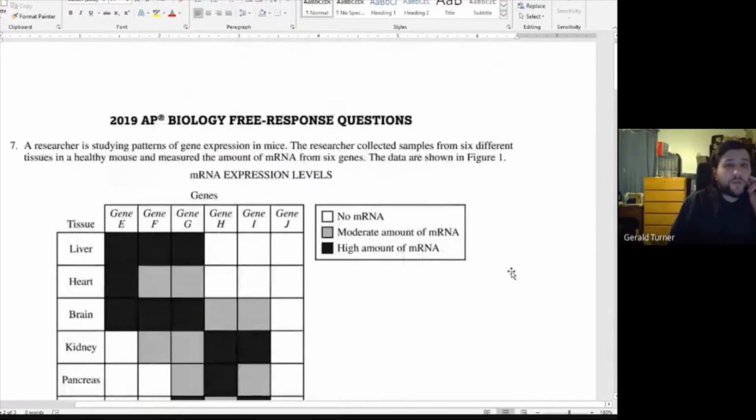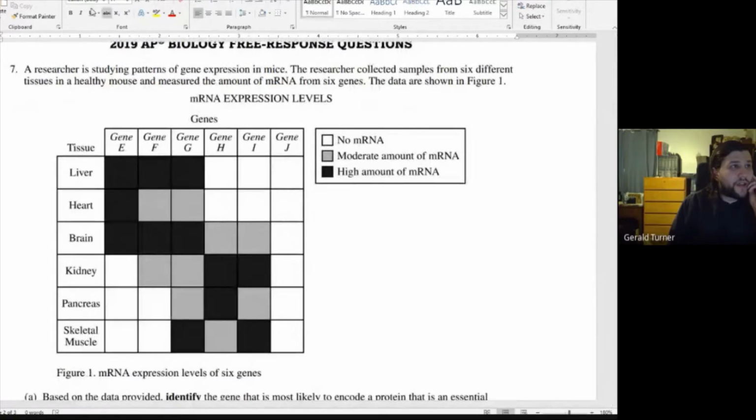So this was pulled from last year's AP exam, and there are a few things to make note of here. In this one, researchers are studying patterns of gene expression in mice. This deals with stuff that we had just been looking at, transcription and translation, before we went to distance learning. And they gave us kind of a strange figure here.